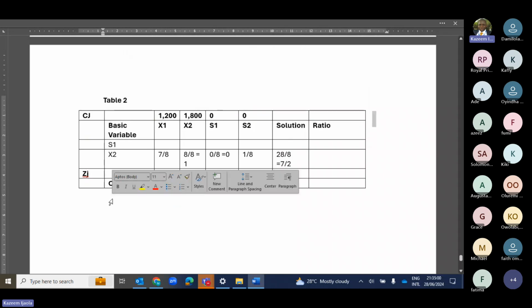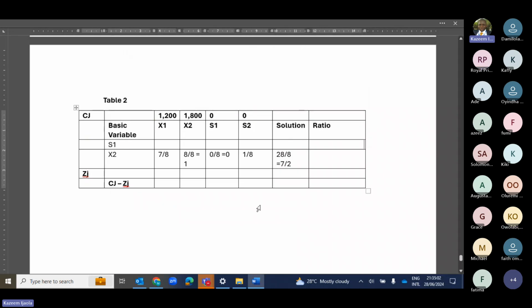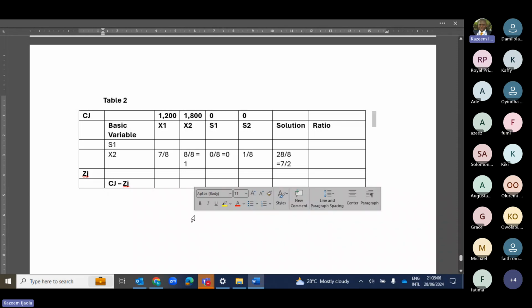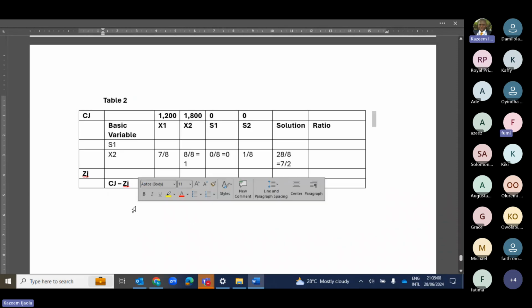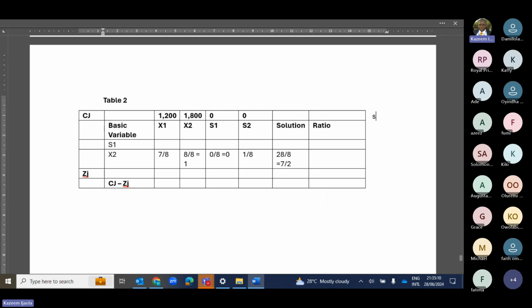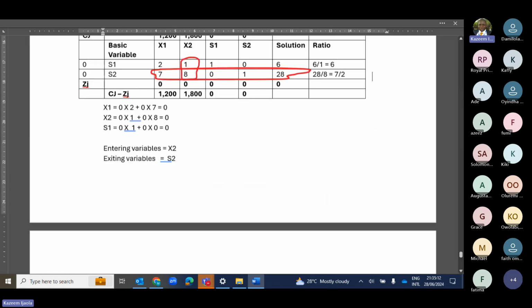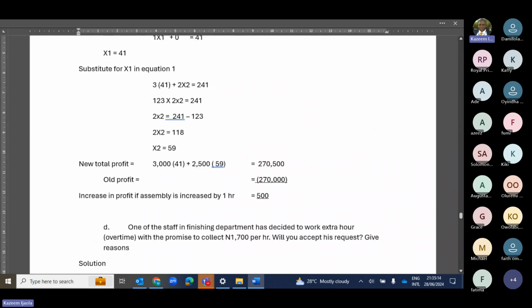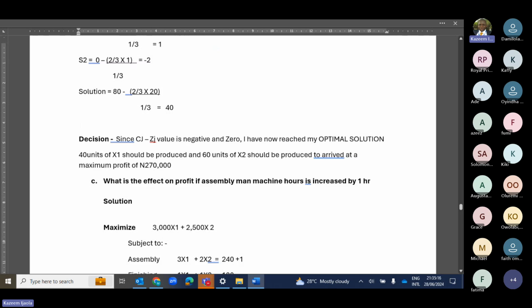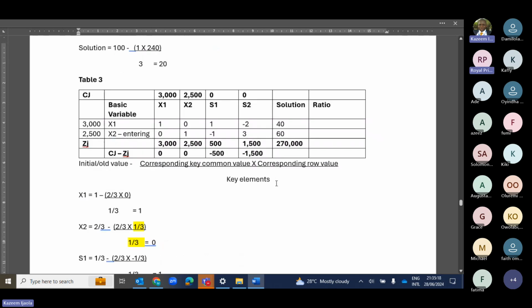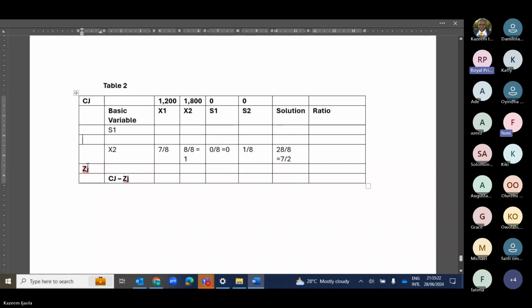Now, this is where we have some calculations to do. How do you get the value for all these ones? I gave you a formula. Do I still need to repeat that formula or should we just solve? You guys still want me to give you that formula again? This is the formula. This is Cj.